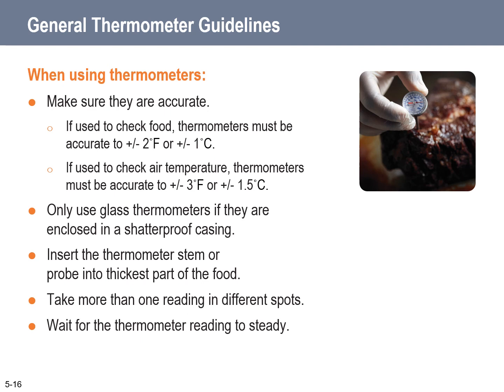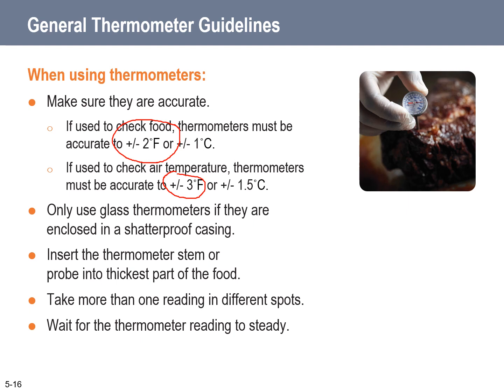So when you're using them, you want to make sure that they are accurate. When you calibrate your thermometers, it must be within plus or minus 2 degrees. If you're checking air temperature, however, they have to be calibrated to plus or minus 3 degrees. Now, we don't use glass thermometers here at the reef, but if you were to use one, you would have to make sure that it is encased in a shatterproof casing, just so that we don't have any physical contamination of any sort, because that would be bad.